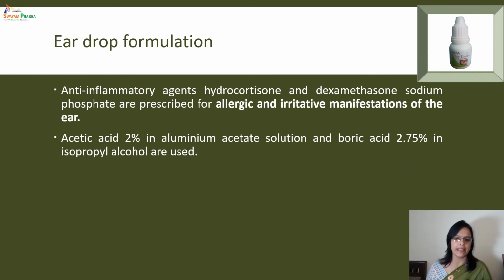Now liquid ear preparations containing anti-inflammatory agents, hydrocortisone, dexamethasone sodium are prescribed for allergic and irritative manifestations of the ear. So apart from the antibiotic and steroid combinations that are used to treat otitis externa and swimmer's ear, acetic acid 2% in aluminum acetate solution and boric acid 2.75% in IPA are used.